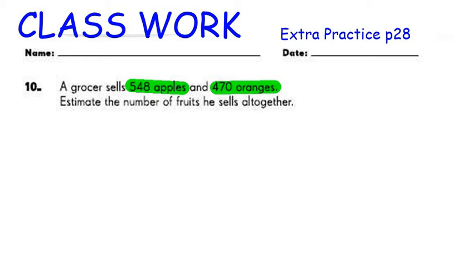If you need more time, pause. Estimate. And all together. What does estimate tell you to do? It tells you to round. What does all together mean? It means add or subtract. Add.